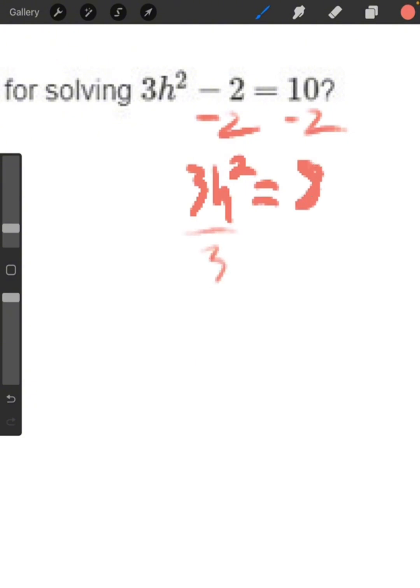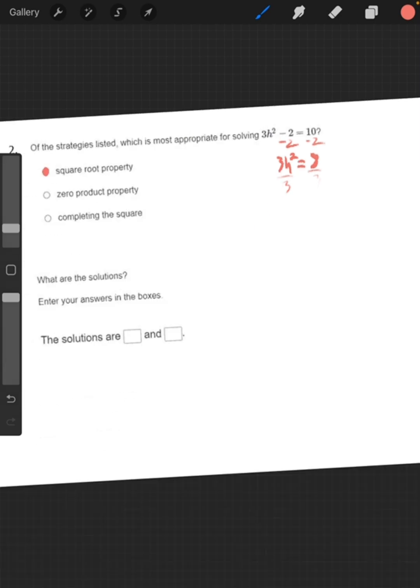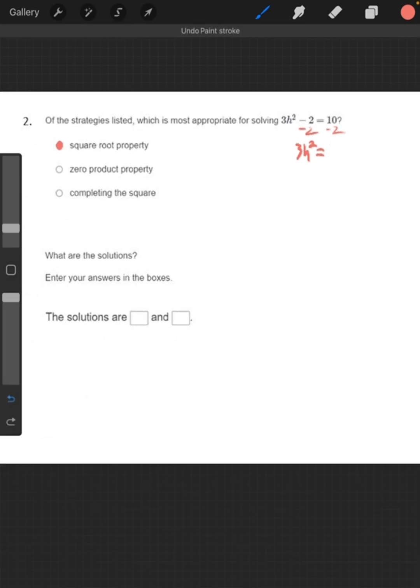Then we divide by 3, but that wouldn't work. Okay, forget all that. Unless you do divide by 3. I'm struggling right now.